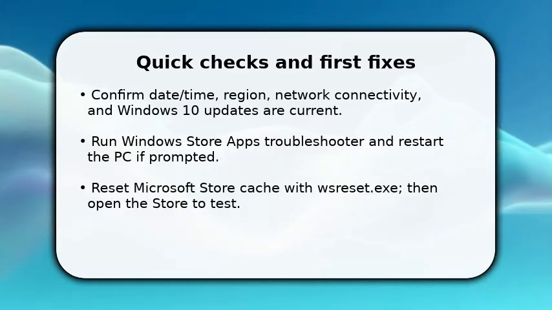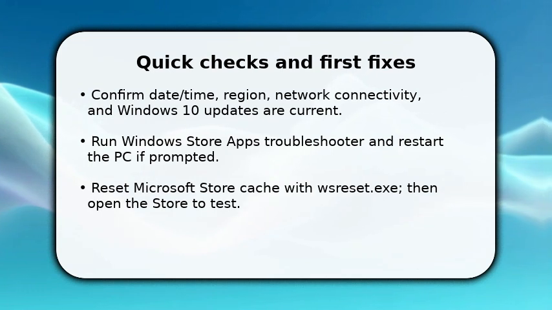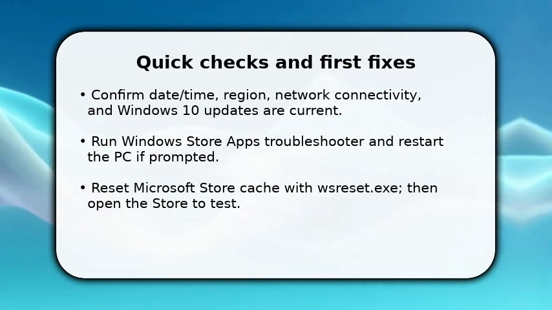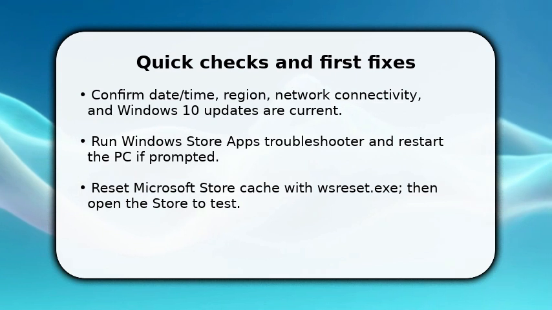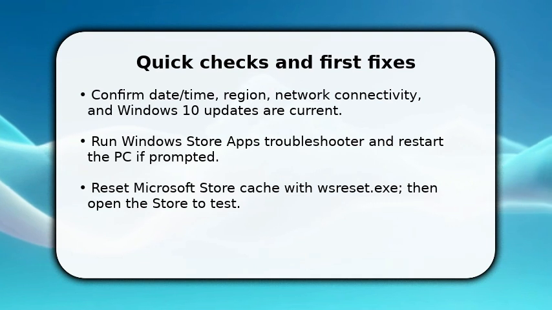You start by fixing the basics that often block the Store. First, make sure date, time, and region are correct and you have a working network. Mismatches break authentication. Next, run the Windows Store Apps troubleshooter from Settings. This finds common issues and applies fixes automatically.